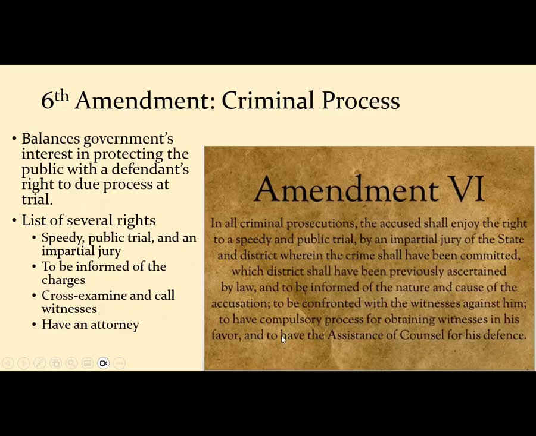Many Supreme Court decisions have interpreted that to mean something different, to the point that now it means any time that a defendant is being charged with a crime for which he could be put in prison for 6 months or more, he has the right to have an attorney provided for him at government expense.